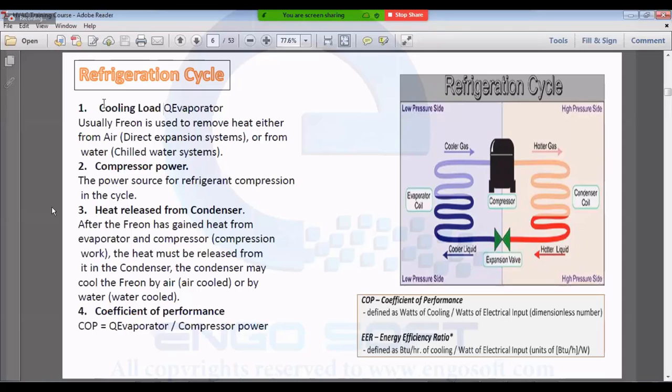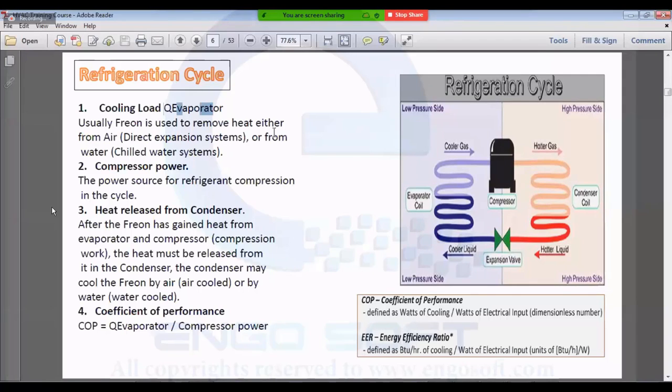So the cooling load, which is the people, like you said, the ventilation, the lighting, the motor, the equipment, anything inside the space, is called the cooling load, right? And we will know in detail how to calculate the cooling load. The cooling load is named Q evaporator, right? This is the cooling load, the heat from the space.